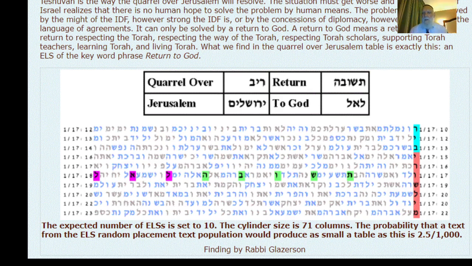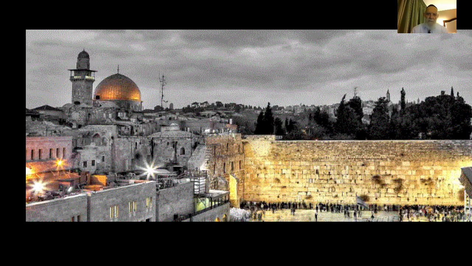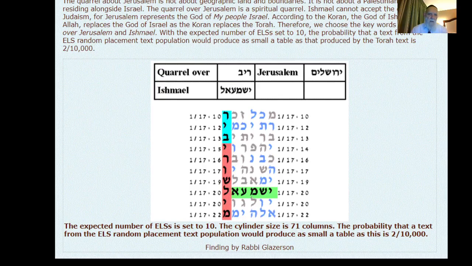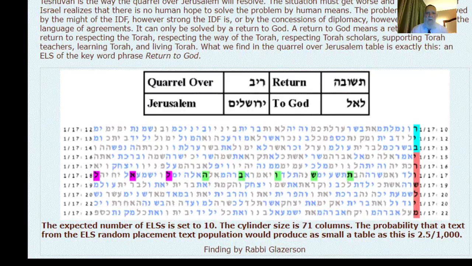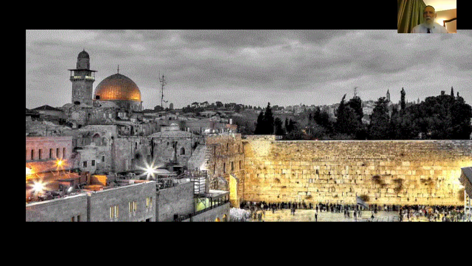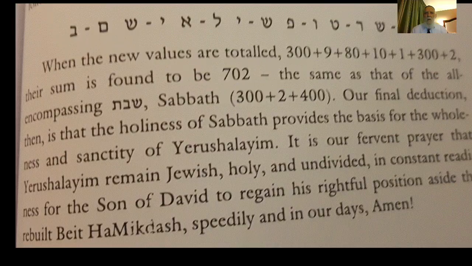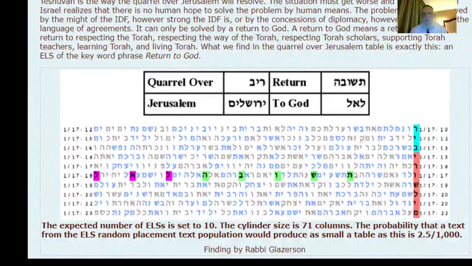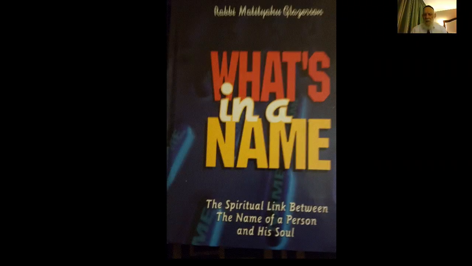So very, very interesting tables, as we said, and also the explanation of the meaning of the word Yerushalayim. But as I said, there is much, much more about the name in my book, What is in a Name. It's an interesting set of tables about the day of Jerusalem, what is going to be tomorrow.